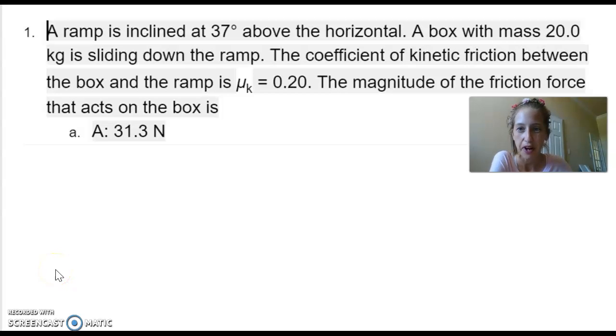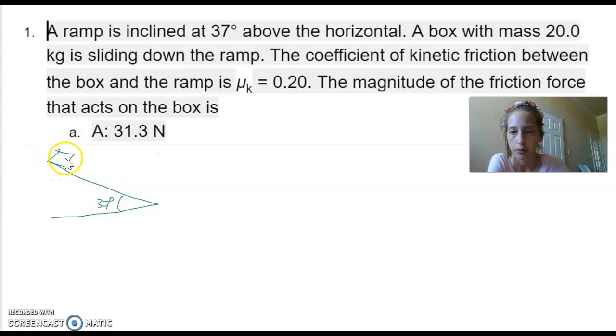All right, number 1. We have a ramp with an angle of 37 degrees. A box with a mass of 20 kilograms is sliding down. We've got friction. Okay, so let's draw a free body.